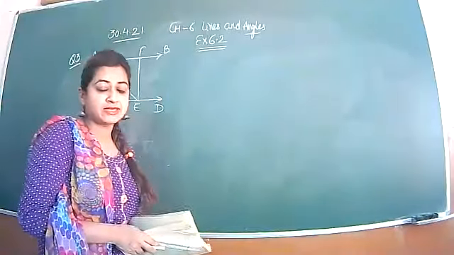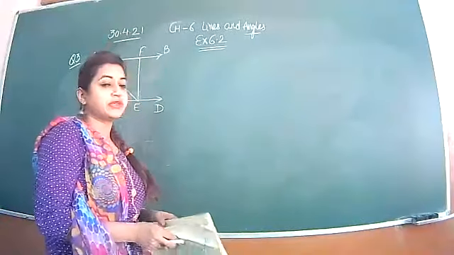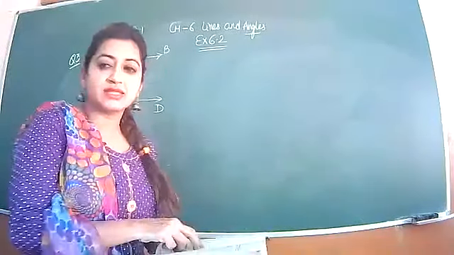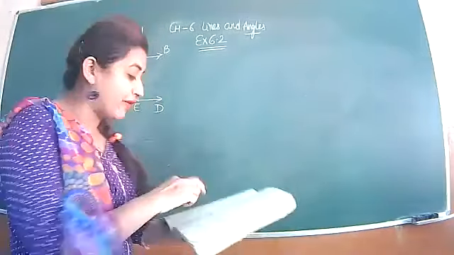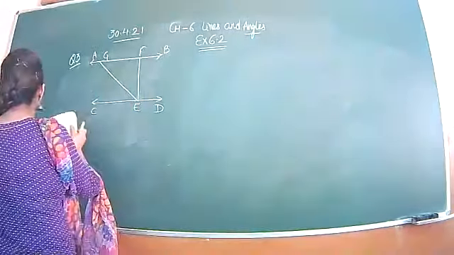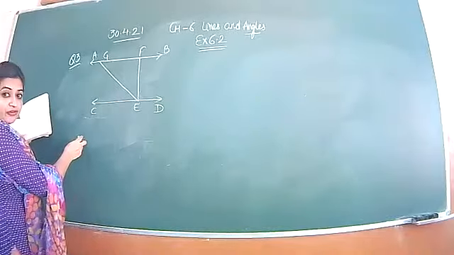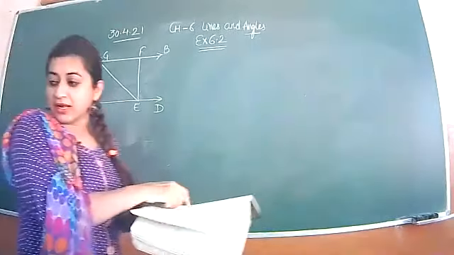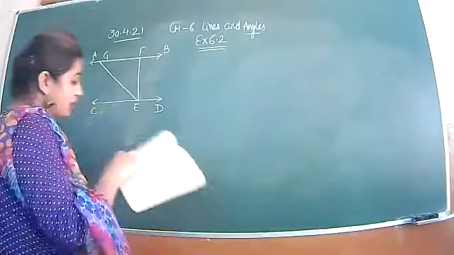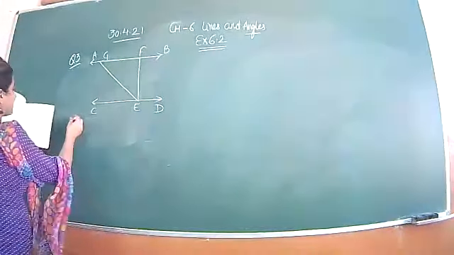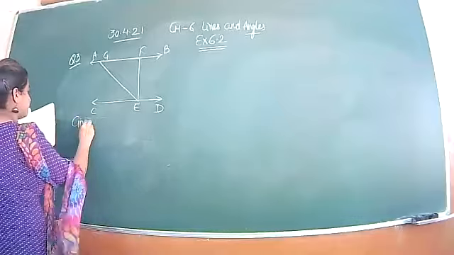Lines and angles, exercise 6.2. Question number 2 we have done. Let's start with question number 3. In question number 3, you are given two parallel lines AB and CD. Firstly, you will write the given part. Then you will write to prove, then the proof will start. Or if you have to find the angle, then you will write to find.